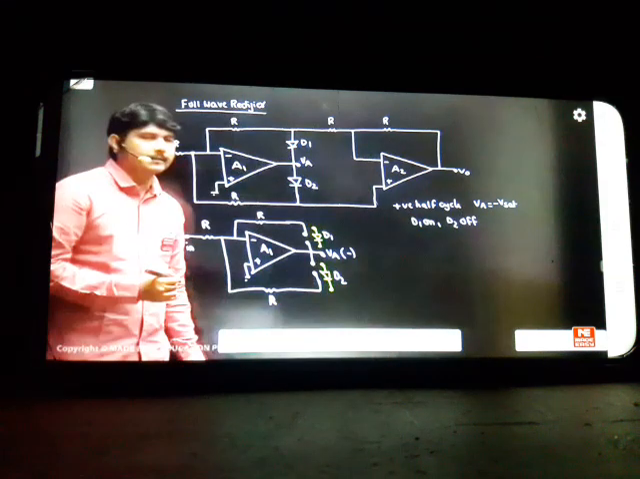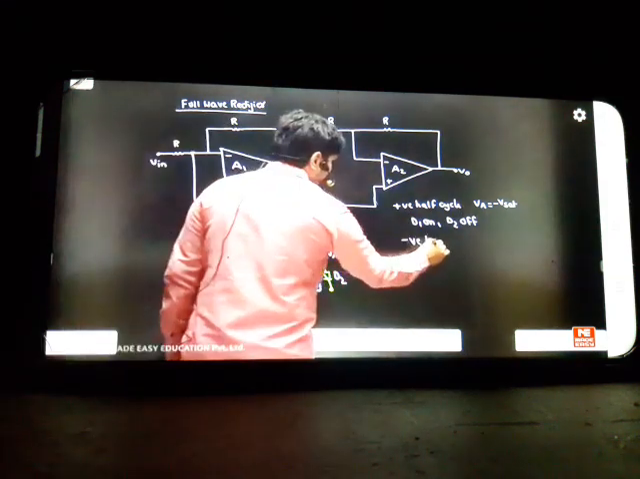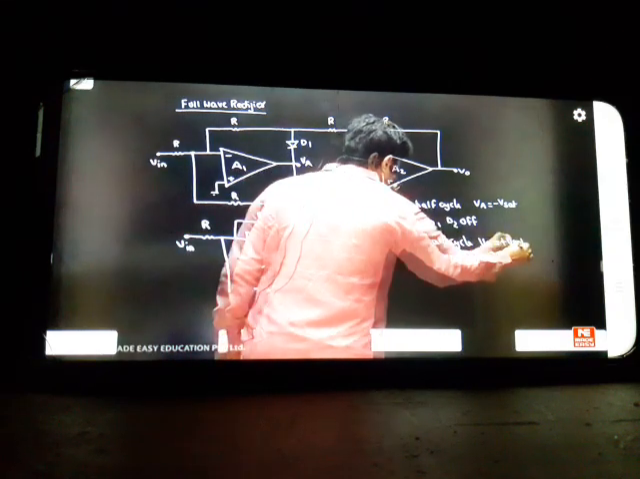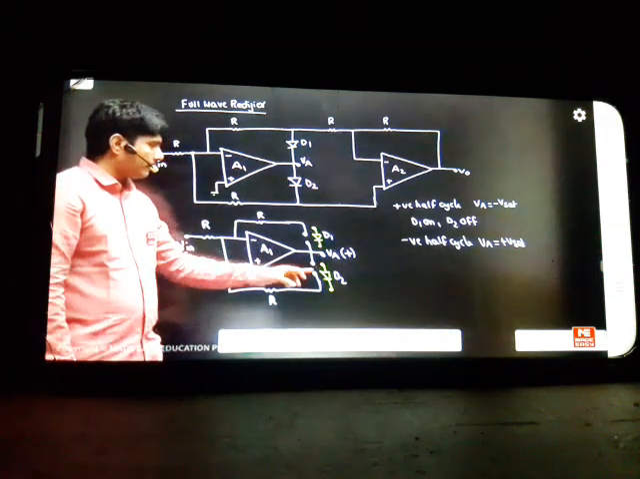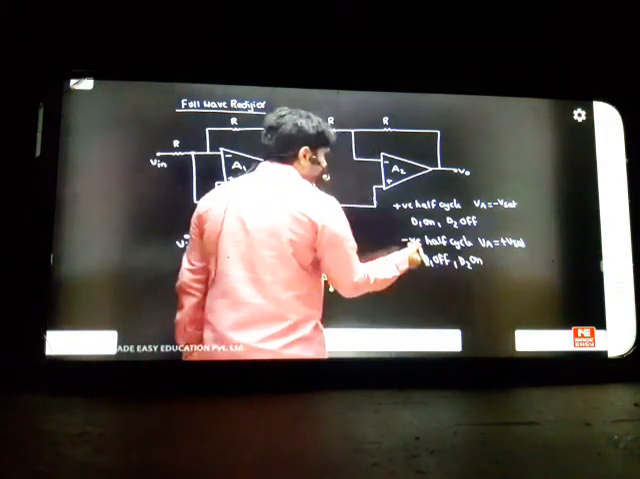First case, I got the switching positions like this for the positive cycle. For the negative half cycle, your VA becomes plus V sat. That means this answer became positive now. So the cathode is connected to positive, the anode is connected to positive, so this diode D2 becomes forward bias. So D1 will become off, and D2 becomes on. This is how simply you can do the problems.